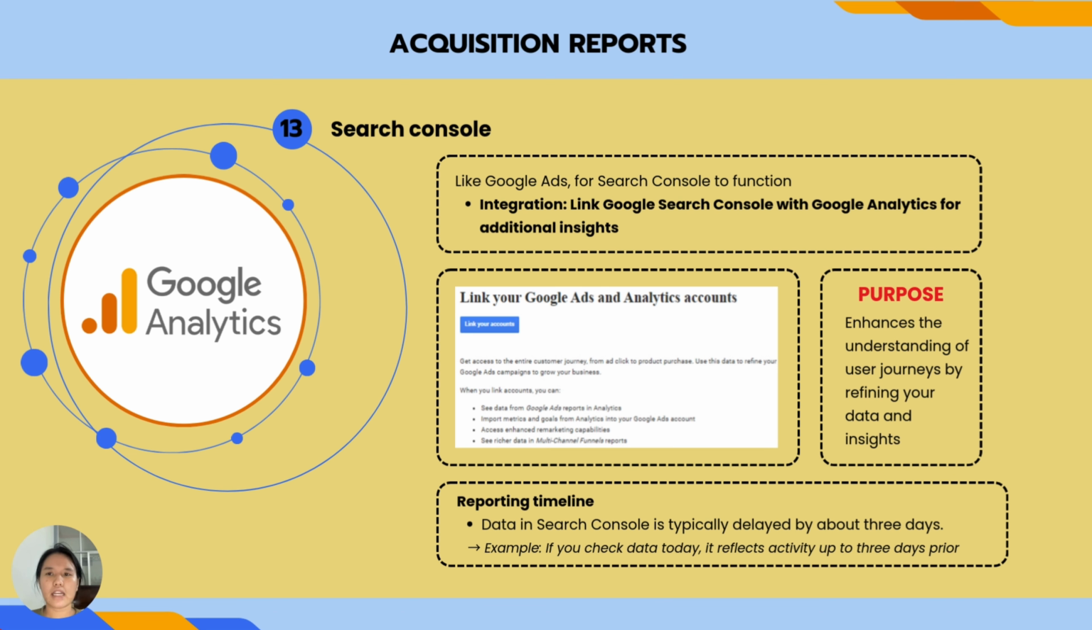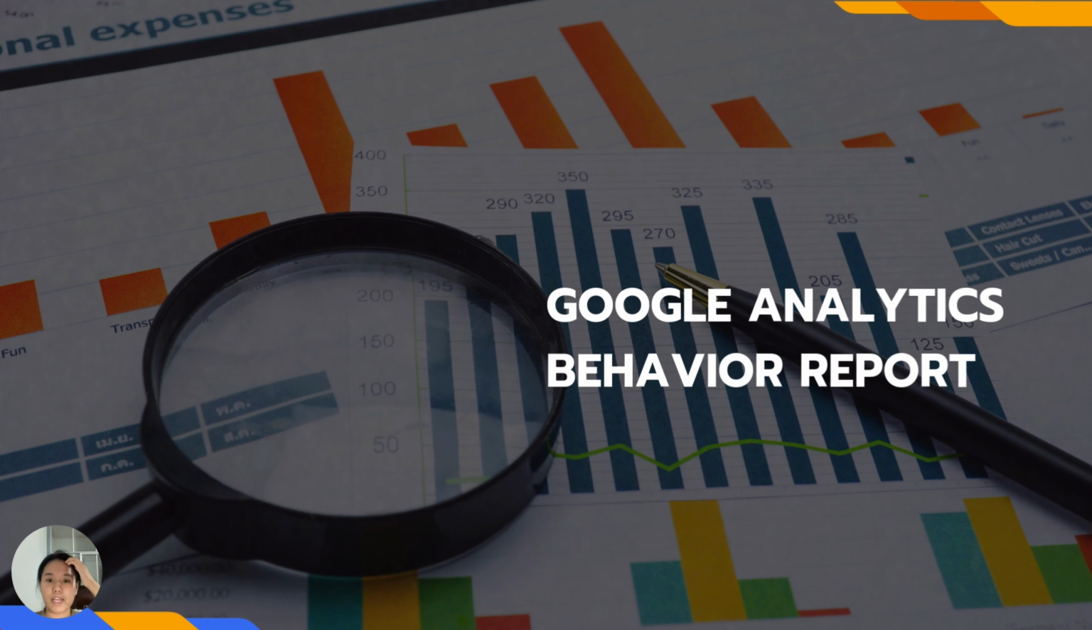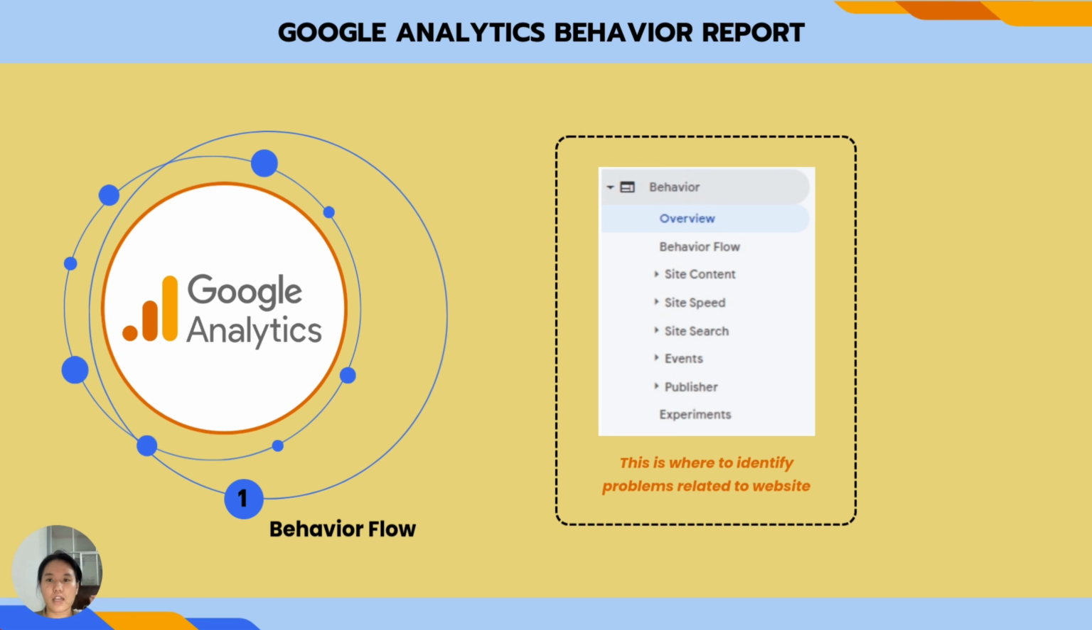And next is the campaigns. In Google Analytics 4, keyword reporting is limited unless integrated with Google Ads. Campaign reports help determine whether your marketing campaigns are pulling in quality traffic or simply high volume. Let's talk about behavior reports.